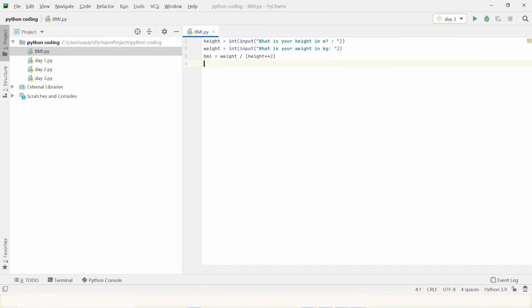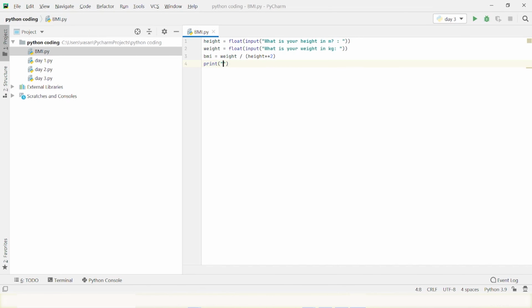Here the height can be in decimal points, like 1.7 or 1.6, which may be a float value. So here we can give float instead of int. That's maybe more accurate to calculate the BMI. Then we should print the output.